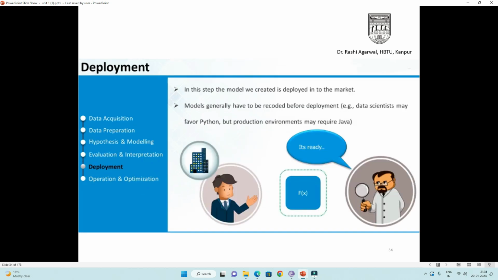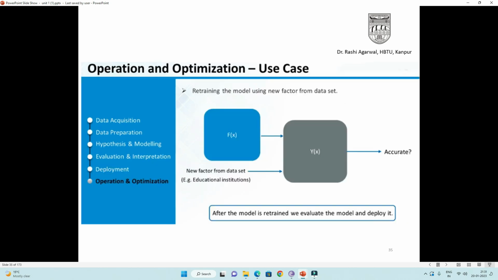Once this is done, it is deployed, and during operations, maybe a new factor from the data set needs to be taken into account. Then what we try to do is we use the initial f(x) model and we take a new factor from the data set and we create a new model here. So we do not reinvent the wheel. We just take this model and retrain it with the new factor to be able to get the model again, and then again reiterate the entire process for accuracy.